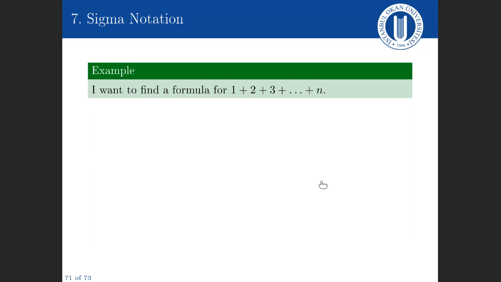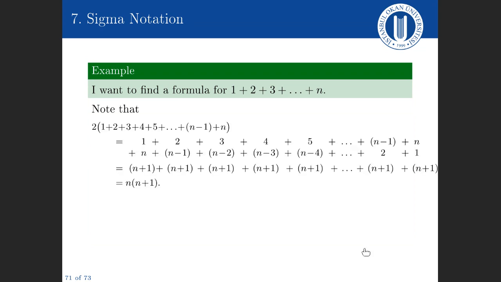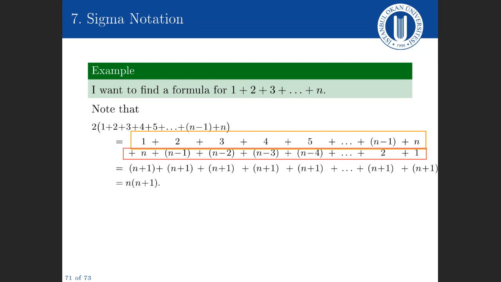I want to find a formula for 1 plus 2 plus 3 plus 4 plus 5 plus ... plus n. And actually, I'm going to start with 2 times this. 2 times 1 plus 2 plus 3 plus 4. I have one lot, 1 plus 2 plus 3 plus 4 plus 5, and I have another lot. For the second lot, I'm changing the order. 1 plus 2 plus 3 plus 4 plus 5, etc. is the same as 5 plus 4 plus 3 plus 2 plus 1. So changing the order around.